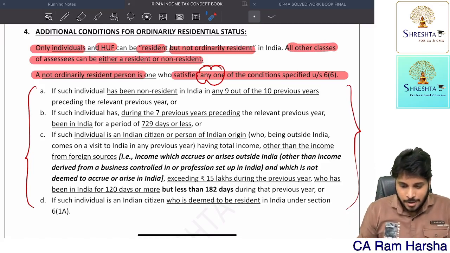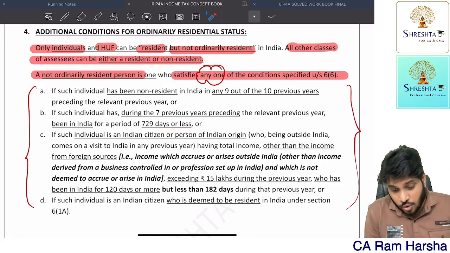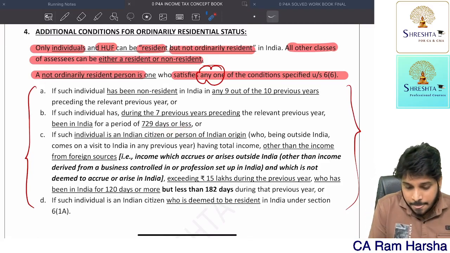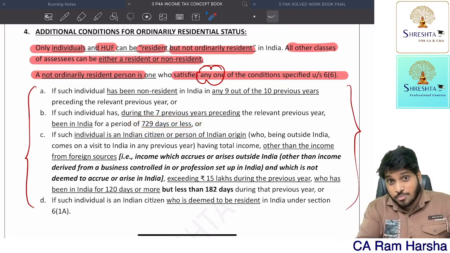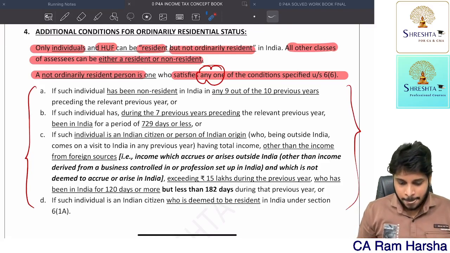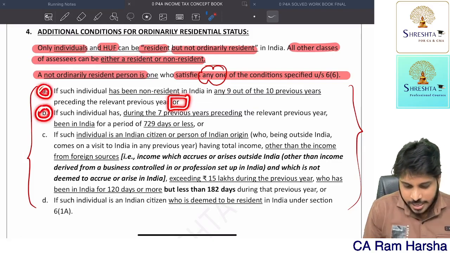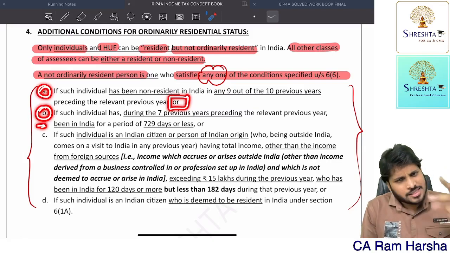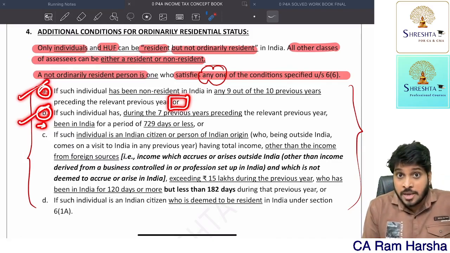Able to understand? Or if during the past 7 years you are in India for 729 days or less, then only you are RNOR. If you are 729 days or less, you are RNOR, which means if you are 730 days or more, you become ROR. Getting it? If you fail any one of these 2, that's enough. You are an RNOR. If you want to become ROR, both have to be failed.